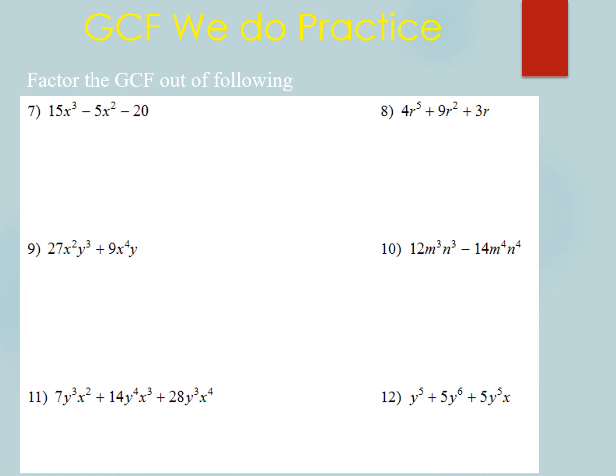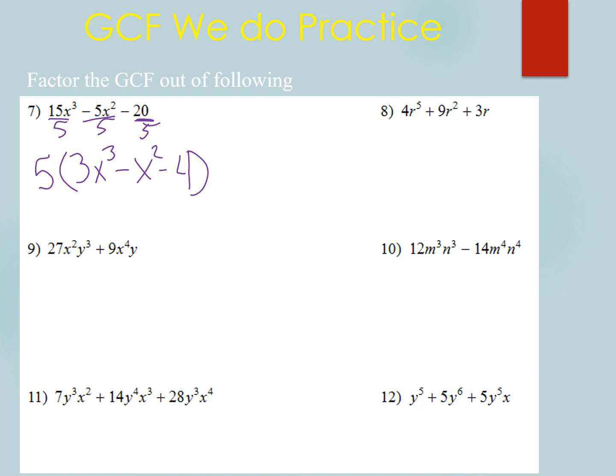Okay, so looking at number 7 here. The greatest common factor that they have is 5. And if I look, they do not have x's in common because this last term does not have any x's. So all I'm going to do is divide by 5 on each of these terms. 15 divided by 5 is 3. I'm leaving the x's there because I didn't do anything with x's. Negative 5 divided by 5 is negative 1, so minus. I'm not going to put the 1, but that x squared is still left, so I'm going to write that. And then negative 20 divided by 5 is negative 4. So that is that final answer.